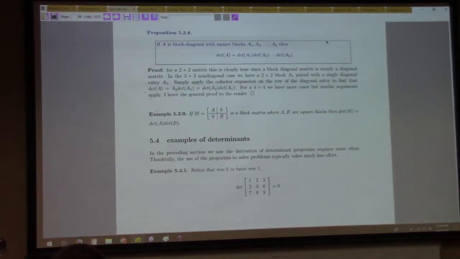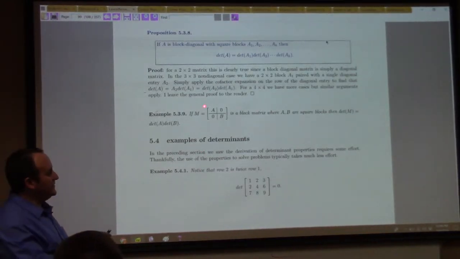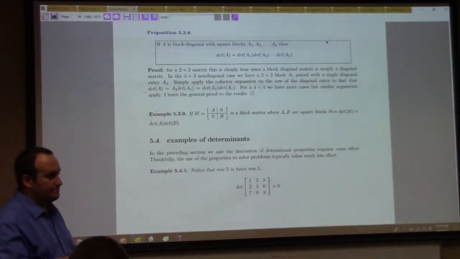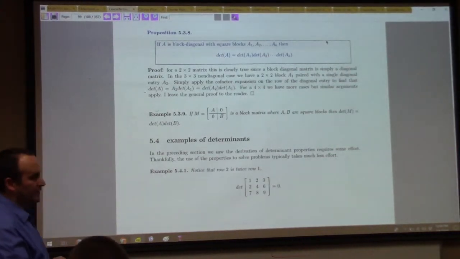And last but not least, the determinant of a block matrix, a block diagonal matrix like this, is the product of the determinants of the blocks. This is very, very useful. All right? And I am sure I have assigned you homework problems that are based on that.